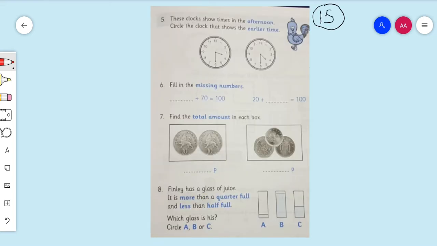Now we're going to start from page number 15. Question number 5. These clocks show times in the afternoon. Circle the clock that shows the earlier time. So this first clock has two arms, a short arm and a long arm. The short arm is the hours arm, and the long arm is the minutes arm.